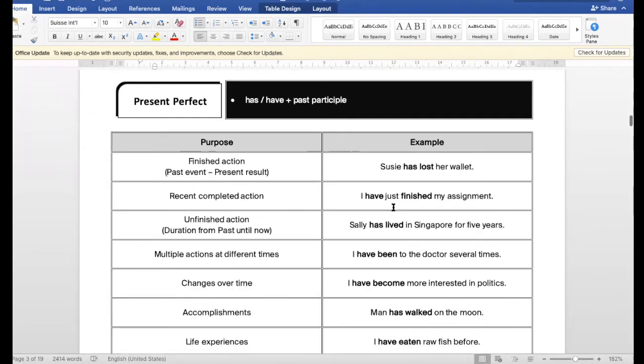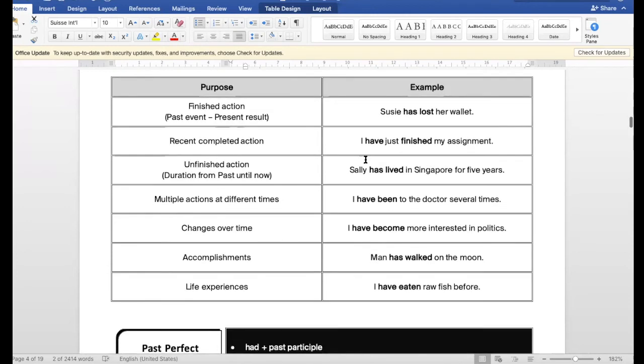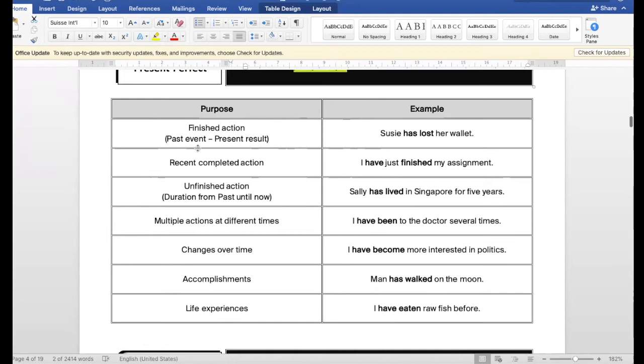For page 3, just to quickly run through the purpose of using present perfect tense as well as past perfect tense. Present perfect tense, we will always say that it will be has or have plus your past participle, which is why it is important for you to note what is considered to be past participle. Then you will know how to fill it accordingly. So when something is completed, if it's a finished action and it is a present result, wherever I highlight, please also highlight.